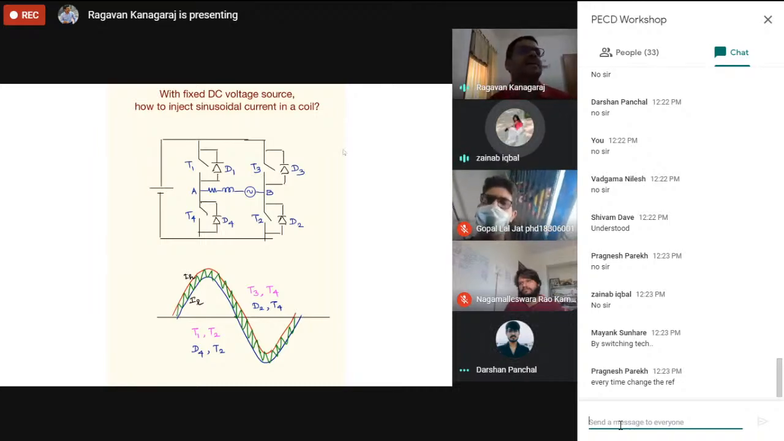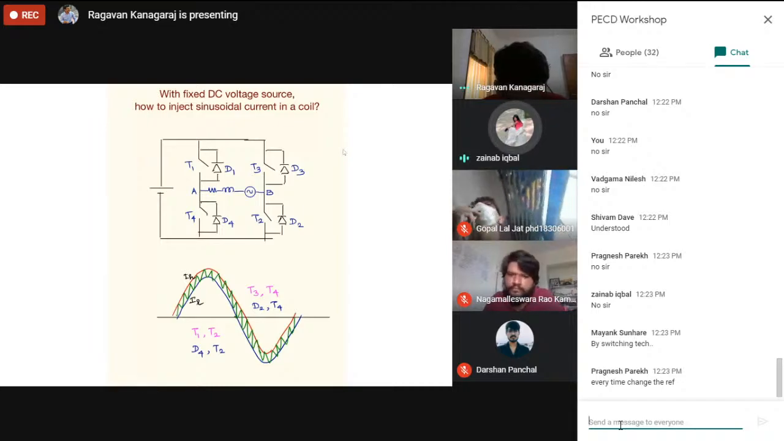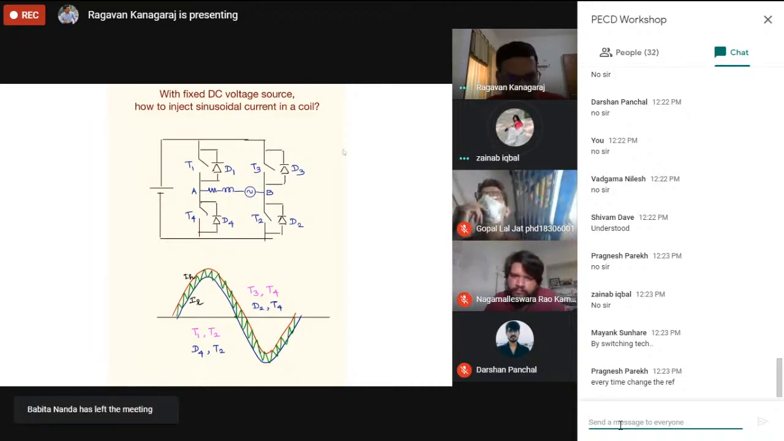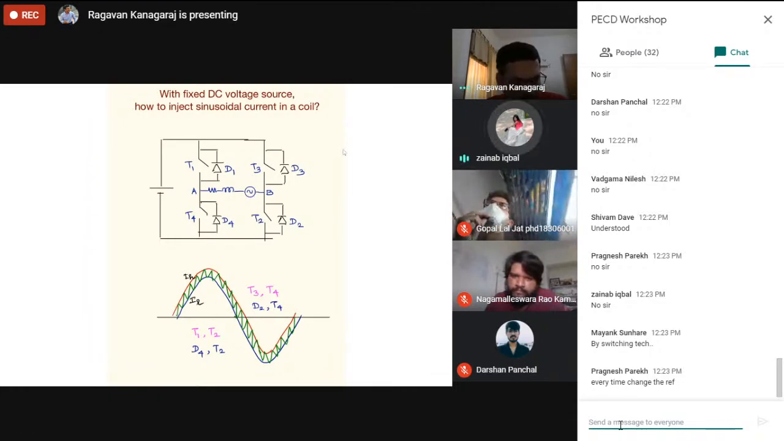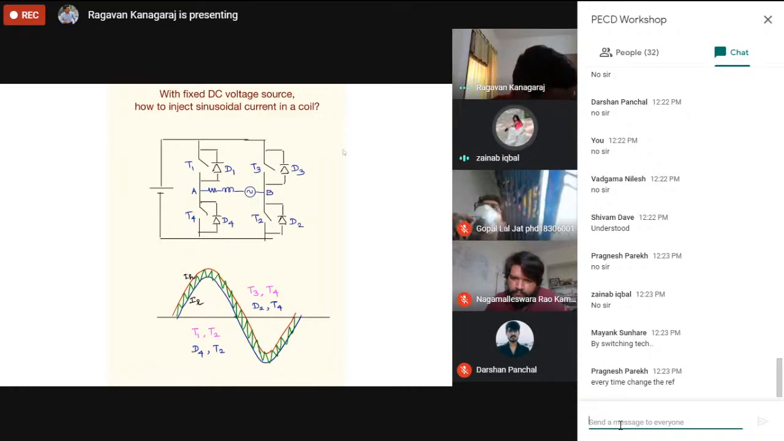In the positive direction, when T1 and T2 are on, the inductor is charged in that time period, and when we turn off T1, the current freewheels through T2 and D4. D4 is forward biased by the inductor, so it will discharge, and so it will make a sinusoidal current.